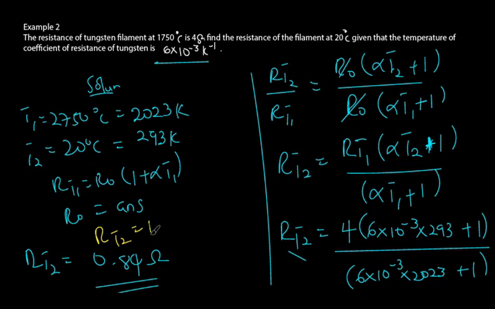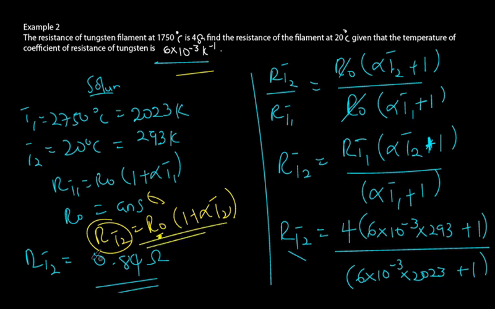RT2 is equal to R naught into bracket 1 plus alpha T2, and we know the T2 to be 20 degrees, or 293 Kelvin, and we know the alpha to be this. We now know the R naught, which we obtained from the first scenario. So easily we can get the RT2 from there. If you don't understand the process I went through in getting the answer using this method, you can simply go the normal way by finding the R naught first and then using the R naught in the second equation to find your RT2.